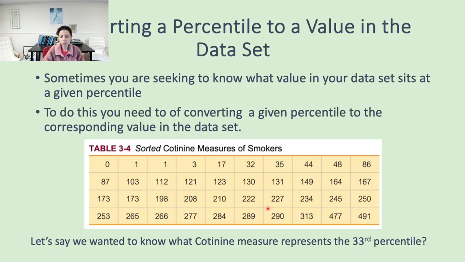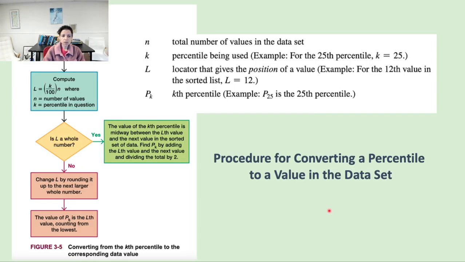So let's say we want to know what codeine level represents the 33rd percentile. Okay? What is the codeine level that represents the 33rd percentile? So there is a procedure for being able to determine what point in our data set corresponds to a particular percentile. Okay? And so this is the procedure, and we're going to walk through this right now.